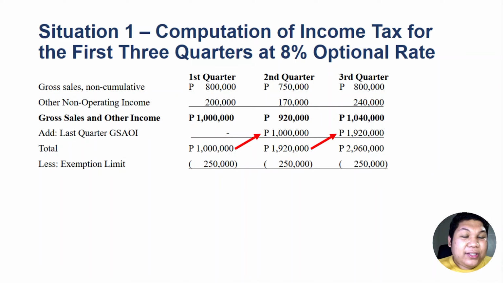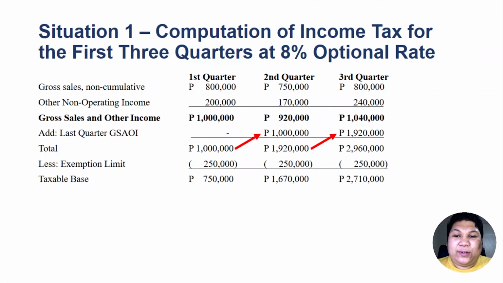However, take note of this: you can only claim 250,000 pesos once in every year. But in this case, again, these data are cumulative. This 2,960,000 includes the 920,000, and it includes the 1 million. So therefore, we need to deduct the 250,000 pesos exemption limit again as if we have not deducted it from the first quarter. After deducting the exemption limit, we have the tax base of 750,000 pesos for the first quarter, 1,670,000 for the second quarter, and 2,710,000 for the third quarter.